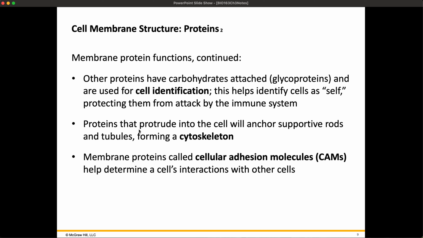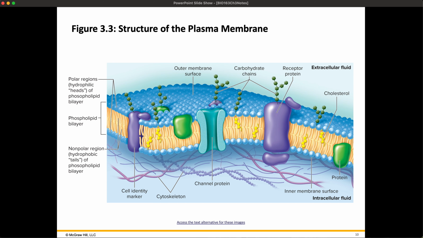There are certain proteins that go into the cell and provide support, called your cytoskeleton. We'll look at those. And then some are called cellular adhesion molecules, these CAMs, that help to interact with other cells and other cell structures. And again, there's that picture. You can see some of these cytoskeleton things, the channel proteins, receptor proteins, all that. So, good question: go through here and see, can you identify which of these are peripheral, which are integral, which are transmembrane?